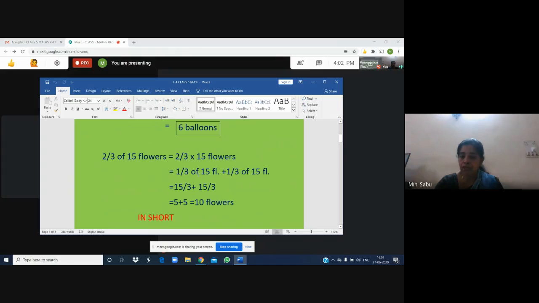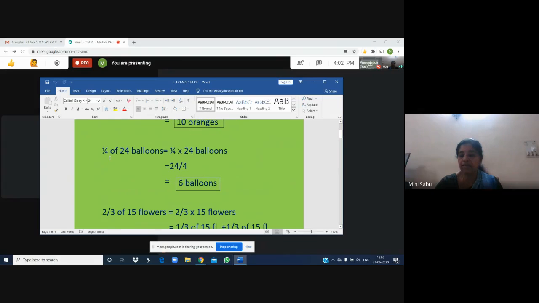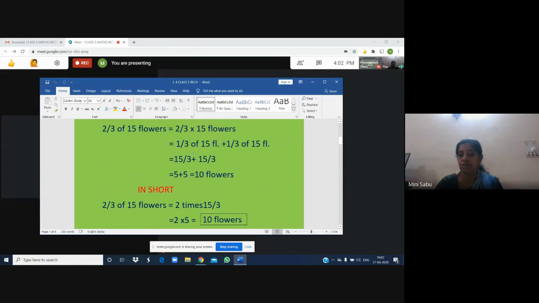Then 1 by 3 of 15 flowers, like this method we can find out. 1 by 3 of 15 flowers means 15 divided by 3. Same here, 15 divided by 3. So it becomes 15 divided by 3 plus 15 divided by 3. 15 divided by 3 you can find out by table. 3 fives are 15, this is 5. And plus 5, plus 5, 10 flowers. This is the long method. I explained to you how it came.